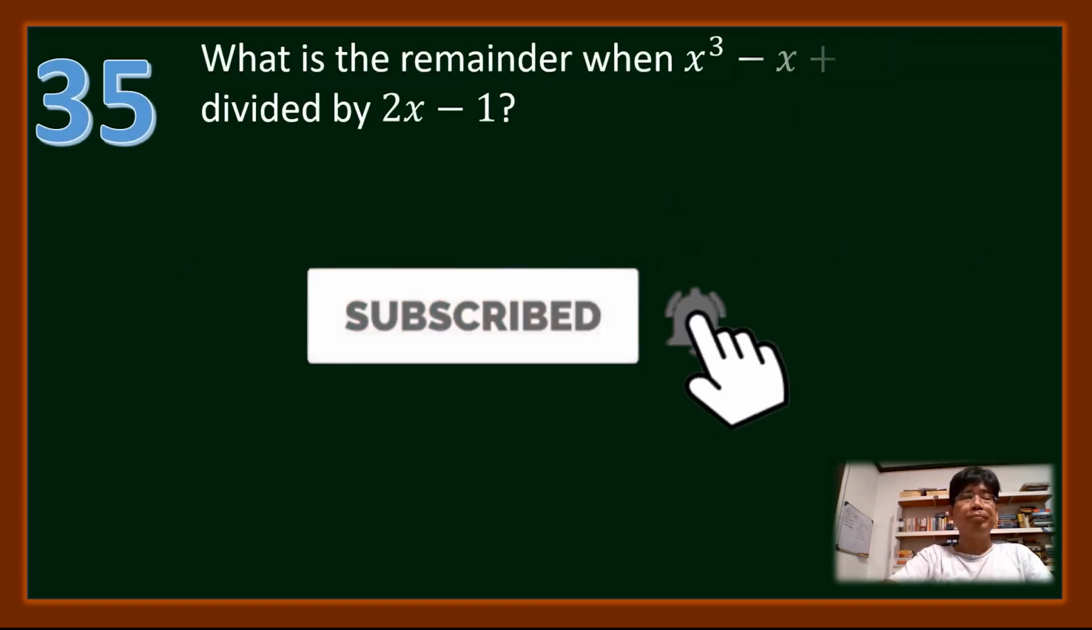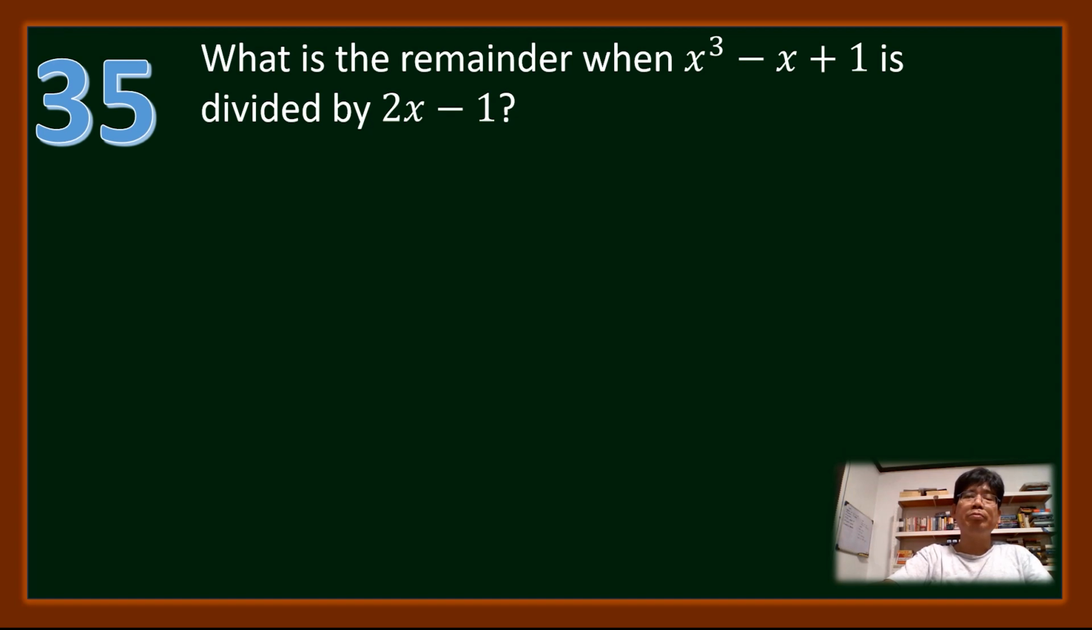Number 35. What is the remainder when x cubed minus x plus 1 is divided by 2x minus 1? For our suggested solution, let us use synthetic division. In synthetic division, we copy the coefficients of the terms in the polynomial, that is the dividend, in descending order of the degrees of the terms. So we have 1 for x cubed, 0 since we do not have a term with x squared, negative 1, and then 1.